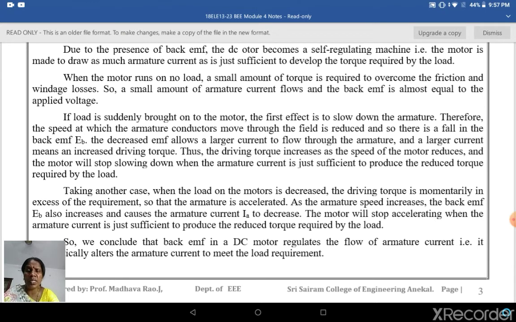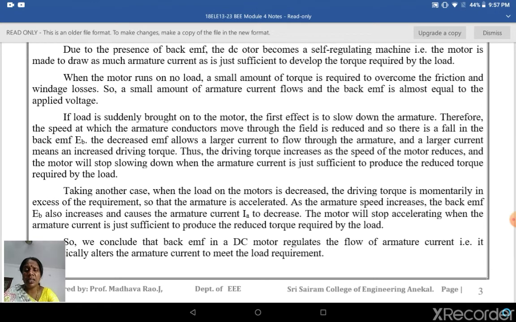Therefore, the speed at which the armature conductors move through the field is reduced, and the back EMF induced is also less. The decreased EMF allows a larger current to flow through the armature, so when the load is increased, you need a large current to drive the load. When the load is increased, the speed is decreased; when the speed is decreased, EMF is reduced, allowing a large current to flow through the armature, and a larger current means an increased driving torque.